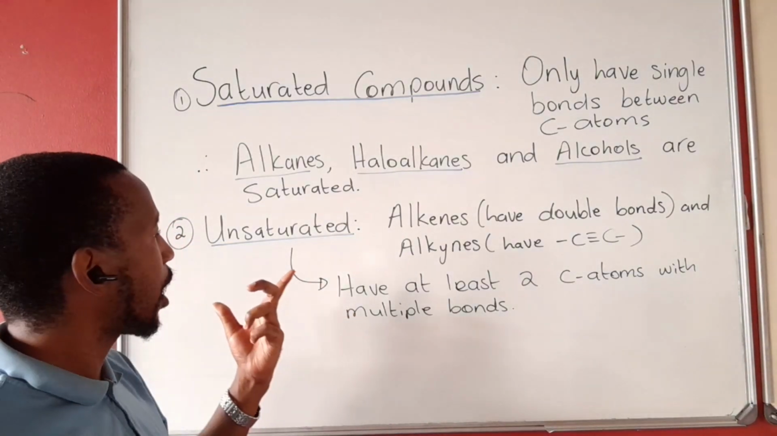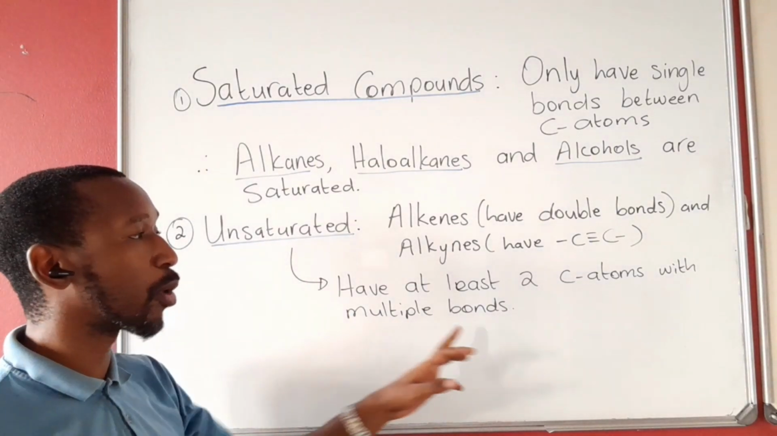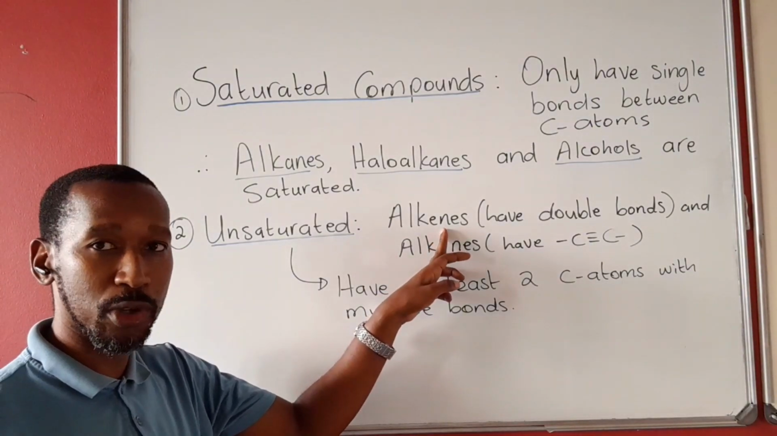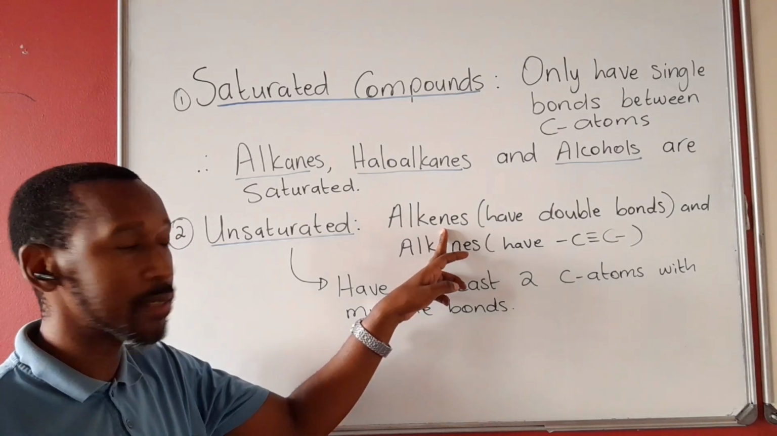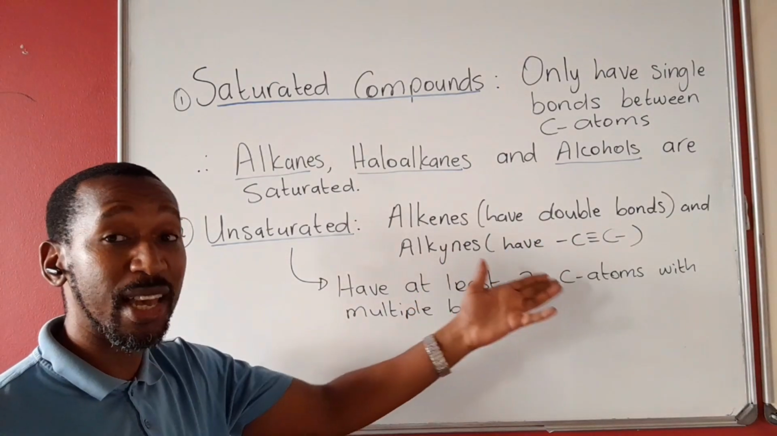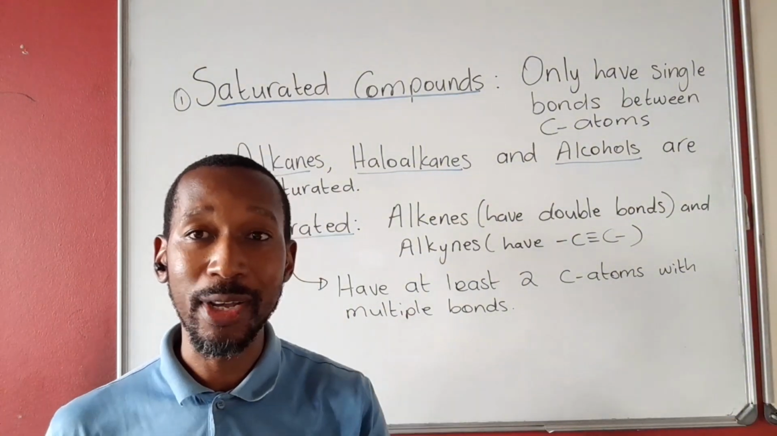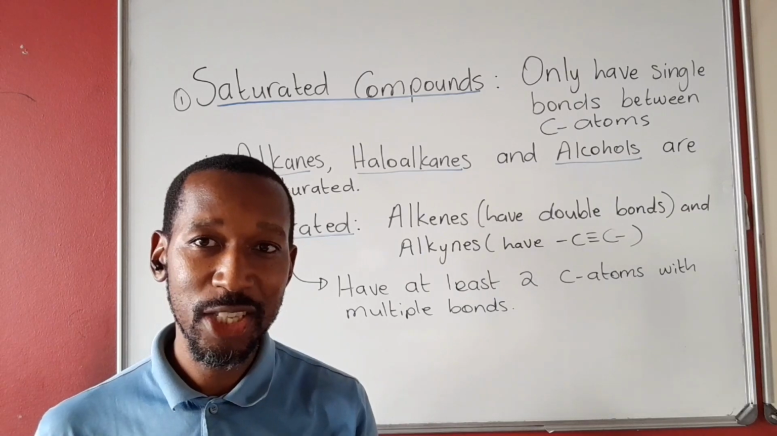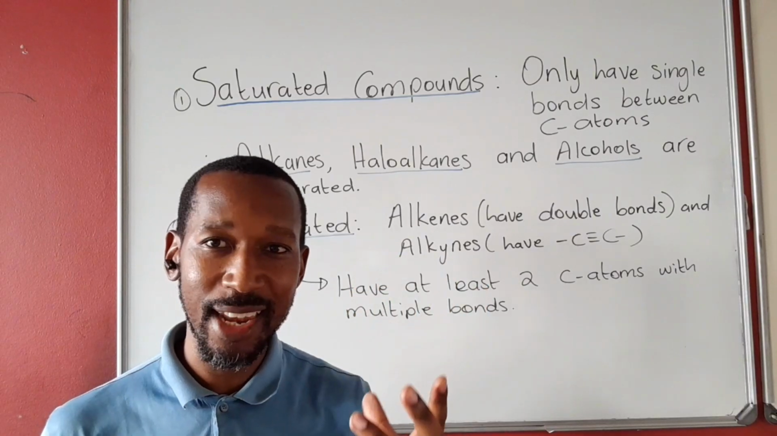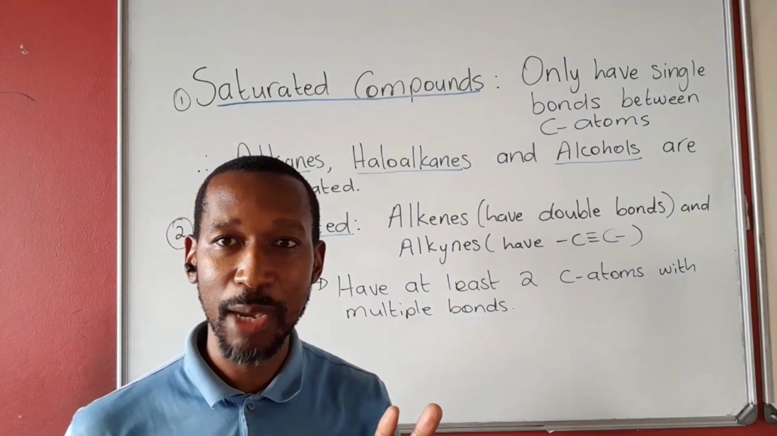Now, what are unsaturated compounds? Unsaturated compounds would then have at least one multiple bond between C atoms. That would give us alkenes, which we are going to focus on because that's part of our matric syllabus. They have double bonds, but also alkynes are unsaturated because they have triple bonds. Now, that will then unlock our study of reactions: addition, elimination, substitution. We're going to use some sports analogies to make sure that you understand it more clearly. Now let's go into those types of reactions.